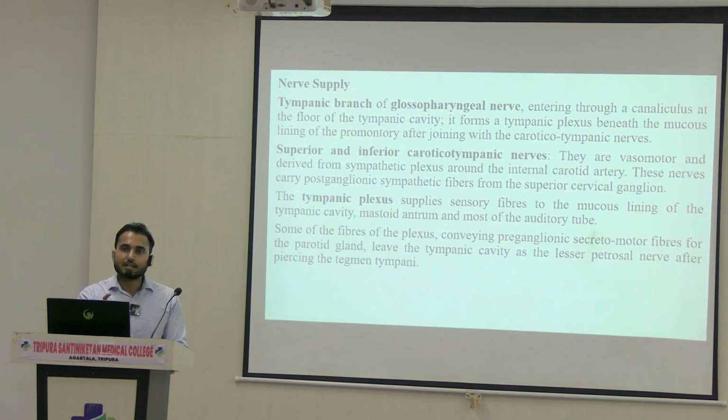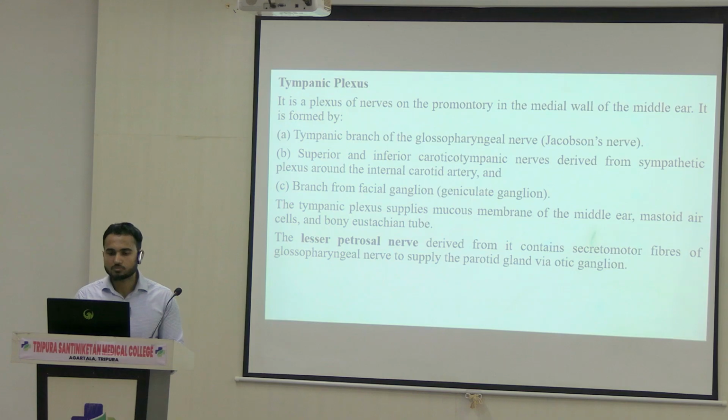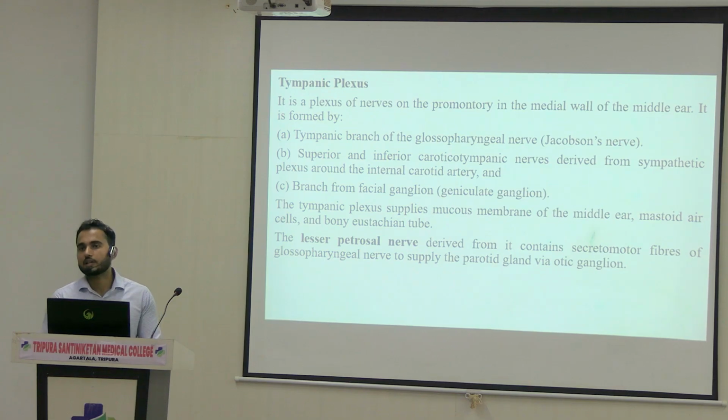Now, directly you can't say that this nerve is supplying the middle ear cavity. For that, you have to understand how the tympanic plexus is formed. So where is the tympanic plexus formed? On the promontory, which is at the center of the medial wall. Here you can see the tympanic plexus is formed by the tympanic branch of the glossopharyngeal nerve, also called Jacobson's nerve, and the superior and inferior caroticotympanic nerves. These are derived from the sympathetic plexus around the internal carotid artery. Next, a branch which is coming from the geniculate ganglion of the facial nerve. Like this the tympanic plexus is formed.